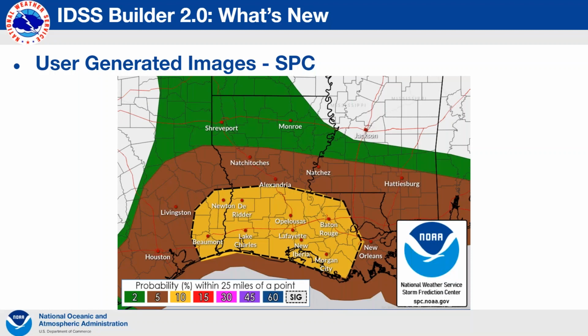So between SPC actually releasing the outlook and being able to generate the images on your own, the whole process takes generally less than 5 to 10 minutes. Next slide.